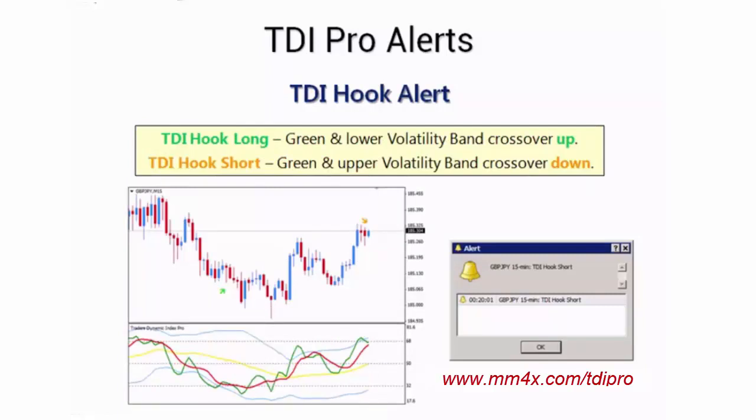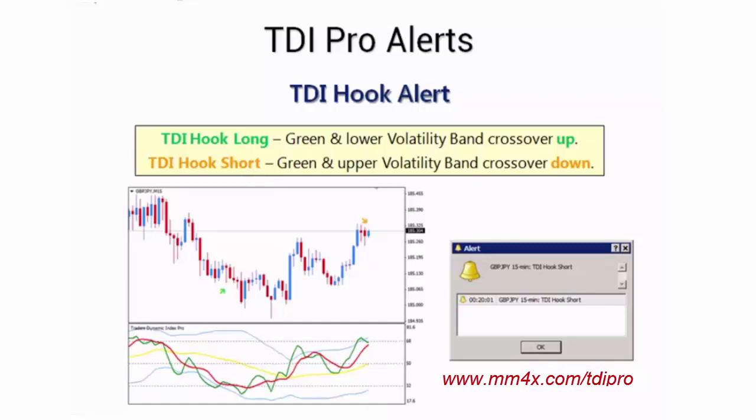Then we have the TDI hook alert. Remember when we talked about identifying oversold and overbought conditions? This alert does the trick for you. Whenever the market is, let's say, in an oversold condition way below the 32 level and below the volatility band, we're looking for it to literally hook up across the lower volatility band, suggesting that it's time to exit the short trades as well as potentially look at a long trade.